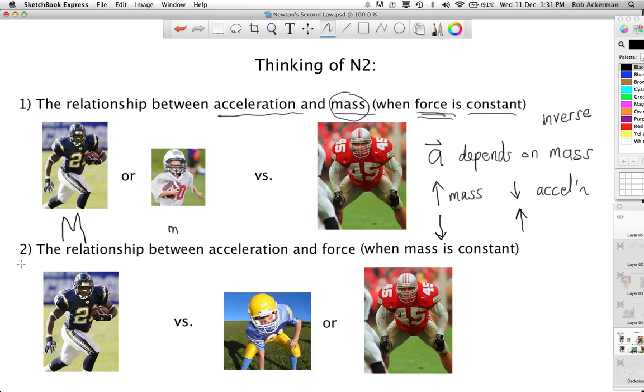All right, now in the second scenario, a little bit different than the first, this time we're going to look at how the acceleration depends on the force. And as good scientists, we're going to control our variables by keeping the mass constant. Let me show you what I mean.